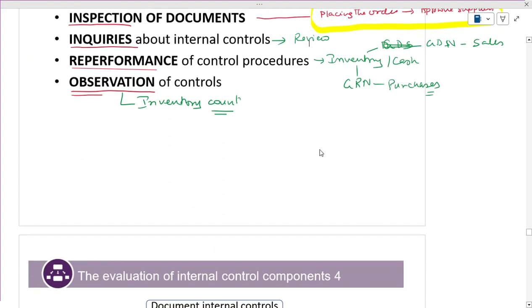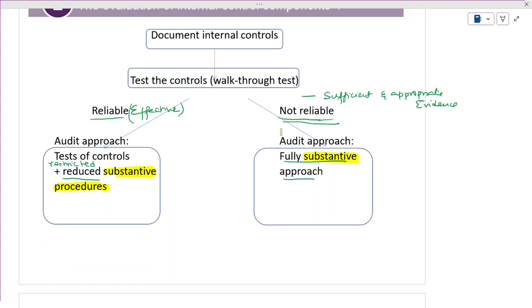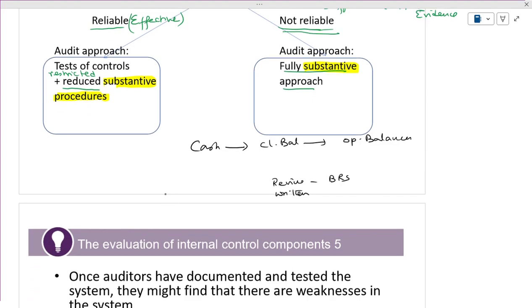When you are talking about cash, first you will check whether the closing balances have been carried forward as opening balances. In the end, what will you do? You will review the bank reconciliation statement. It is a substantive procedure. In the end, if there is anything, you will ask for written confirmation from the management.